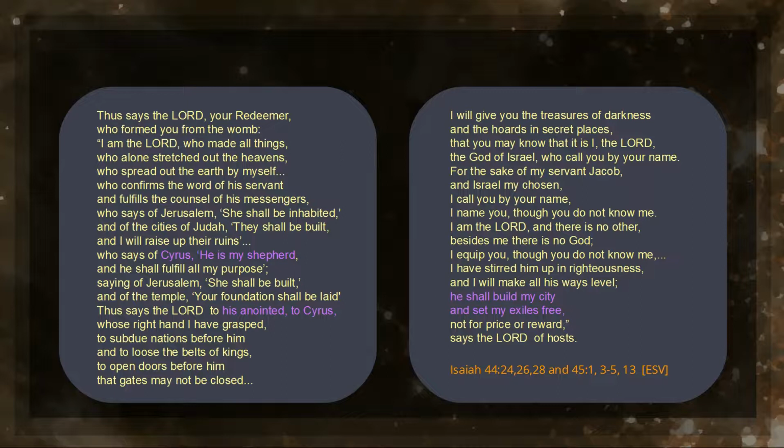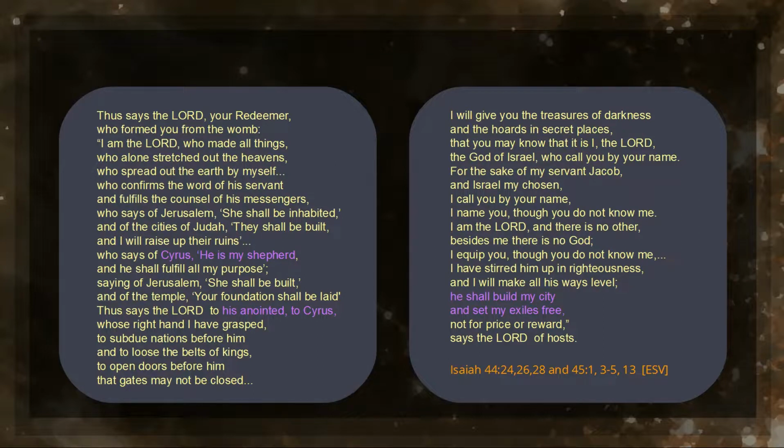Isaiah contains the answer. Thus says the Lord, your Redeemer, who formed you from the womb. I am the Lord who made all things, who alone stretched out the heavens, who spread out the earth by myself, who confirms the word of his servant and fulfills the counsel of his messengers, who says of Jerusalem, she shall be inhabited, and of the cities of Judah, they shall be built, and I will raise up their ruins, who says of Cyrus, he is my shepherd, and he shall fulfill all my purpose, saying of Jerusalem, she shall be built, and of the temple, your foundation shall be laid.